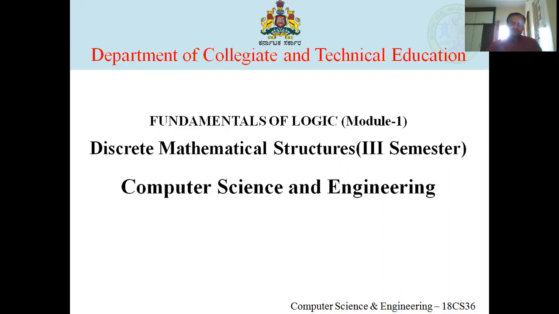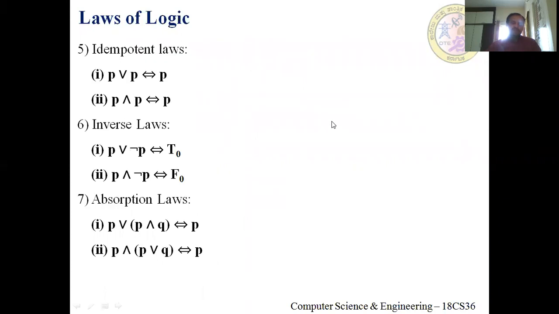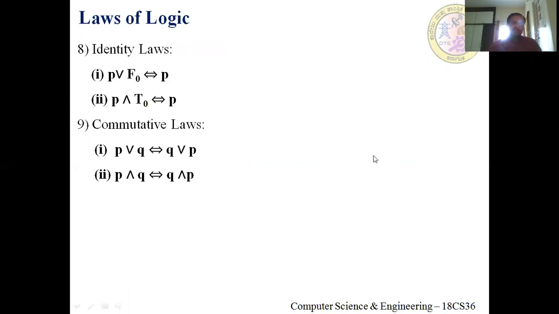These are some of the laws of logic. The first law is the law of double negation. It states that the negation of the negation of P is logically equivalent to P itself. Next, we studied De Morgan's law, the distributive law, and the associative law, and we proved all these laws, that is, LHS is logically equivalent to RHS, by constructing the truth table. Then we studied the idempotent law, inverse law, absorption law, identity law, and finally the commutative law.